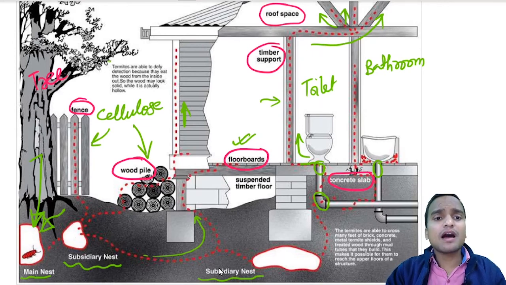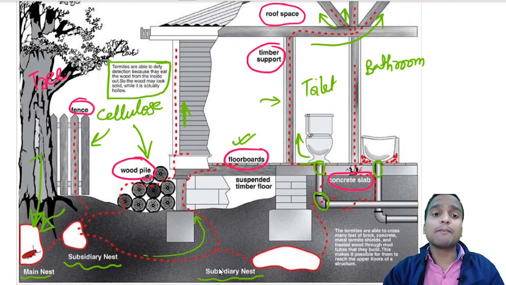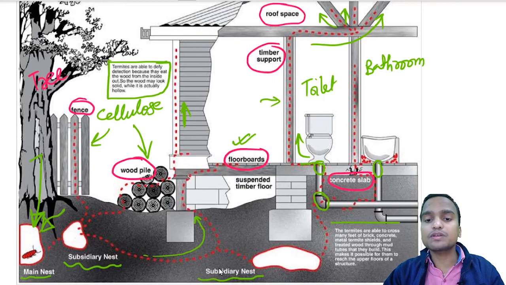So termites are able to defy detection. It is not easy to detect these termites because they eat the wood from inside out. So the wood may look solid while it is actually hollow. And it is also said that termites are able to cross many feet of bricks, concrete, metal termite shields, tubes, and treated wood through mud tubes that they build. This makes it possible for them to reach the upper floors of a structure.